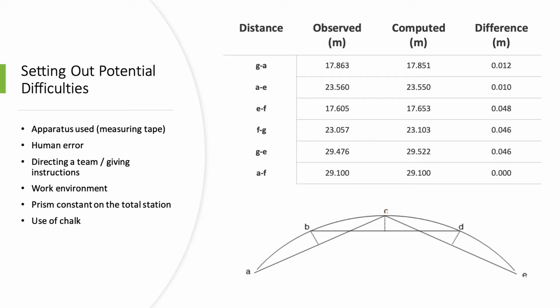Using hand gestures while directing a team member or not being able to hear the instructions could cause uncertainties in the measurement. The environmental conditions such as rain, wind, or noise could overall affect the results. Changing the prism constant on the total station due to a lot of adjusting could cause error as well. And using a chalk might cause uncertainty while marking a point due to its precision.